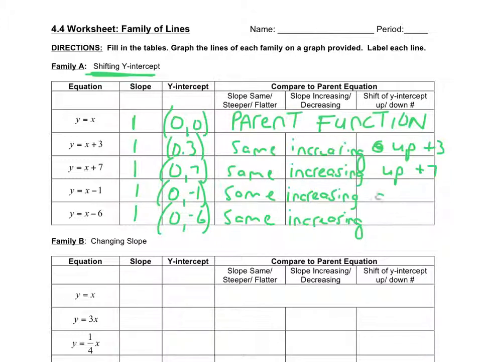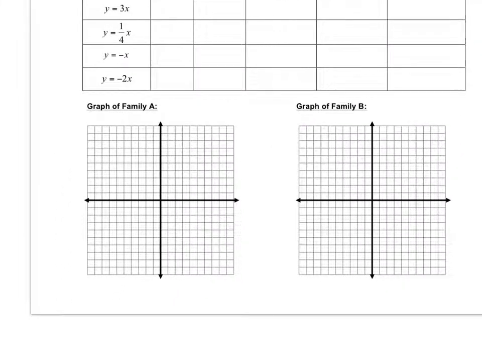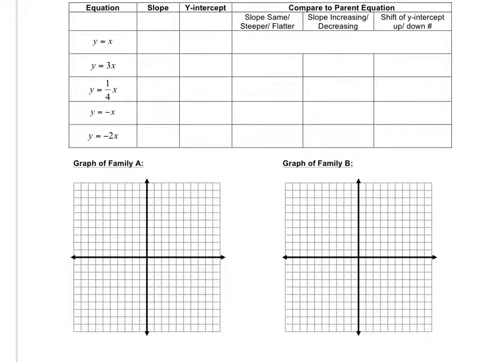This one's going to shift down by 1. And this one is going to shift down. I guess I could just put down 6 instead of negative. So there you go. That's the family. And then we need to go down and graph all of these. So down here below, there is a graph, and we need to go in and graph all of those lines. So I'm going to just graph them at the end.